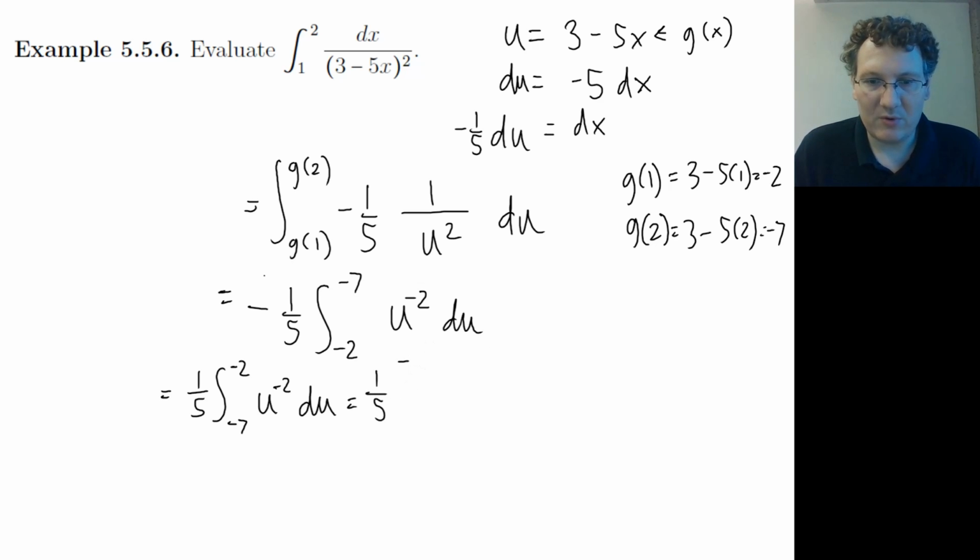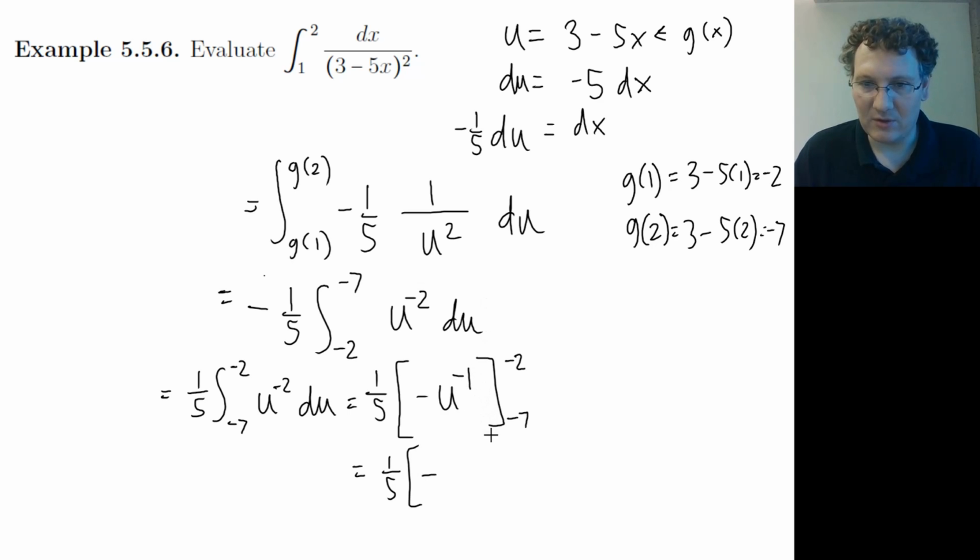We use the power rule, right? We're going to have u to the -2 plus 1. That's going to be -1, but we're going to make that negative, right? Because we have to divide by the exponent, divided by -1. That's just negative. Okay, so we have -7 up to -2. And so we're going to evaluate this whole thing. We have 1/5, and then we have negative, that's u to the -1. That's 1 over u. That's 1 over -2 minus -1 over -7.